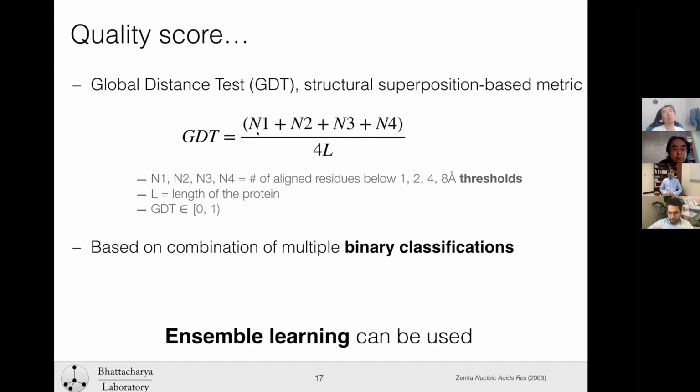Now, just by looking at this equation, we see the quantities N1 through N4 are threshold-based quantities, and therefore we can use binary classifications to model them. Furthermore, since there are 4 of them, we can use ensemble learning for modeling the GDT score. So we can combine an ensemble of 4 different classifiers, each of which targets one of these 4 thresholds, and then combine them together to predict the quality score, which is the GDT score.